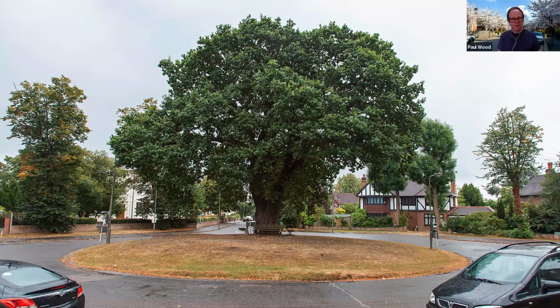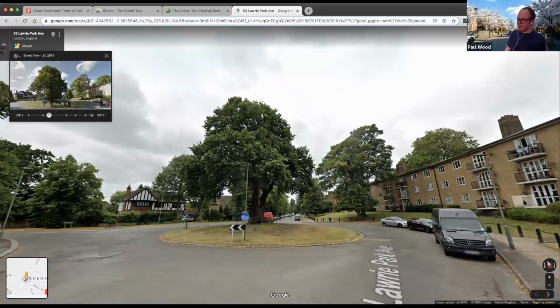And this tree, which I'm going to share a picture of on Street View, marks the boundary between the London boroughs of Bromley, Lewisham and Lambeth. So it still is the boundary. It hasn't stopped being a boundary tree. And I think it's really great that the local authorities have allowed it to remain in place and have built around it.